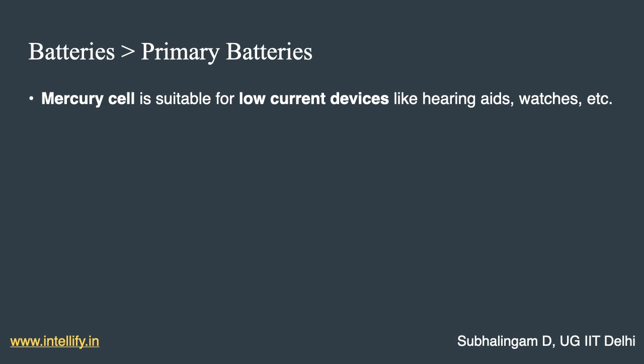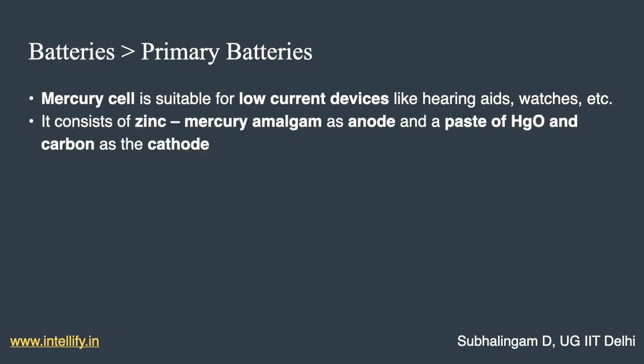Now there's another type of cell which comes under primary batteries, and this is also widely used. Where do we use it? We use it for low current devices like hearing aids, watches, etc. And you might have seen it in your watch most probably. It's a small circular thing. It consists of zinc mercury amalgam as anode and a paste of HgO and carbon as cathode.